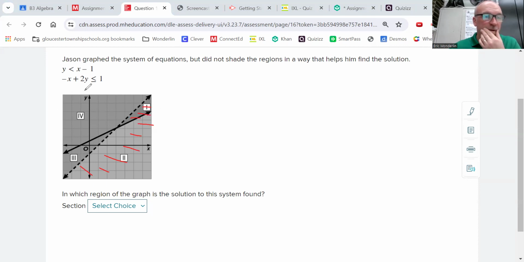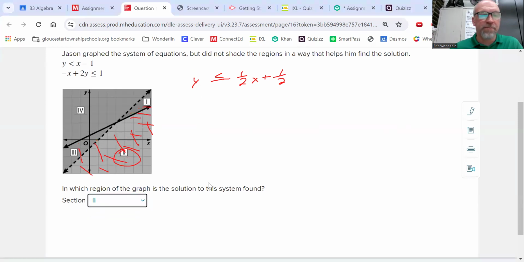Okay. Second one, non-slope intercept form. Add the x, divide by 2. Y less than or equal to 1/2 x plus 1/2. That's my solid line. Less than means I shade below. Where do I overlap? Right there. Region number 2. Got it.